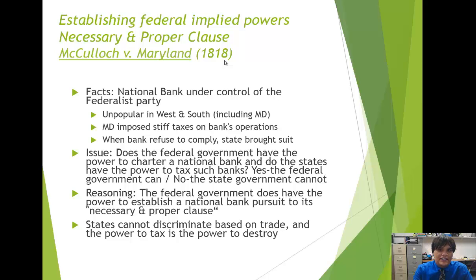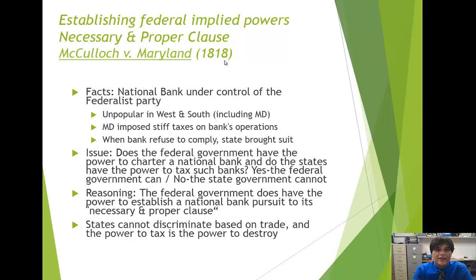Well, unfortunately, the Anti-Federalists see this as the national government imposing too much power. The national bank was under control of the Federalist Party, obviously, but it was really unpopular in the West and South. Remember, the West and South were primarily Anti-Federalist at the time, including Maryland. Maryland was considered part of the South then. I wouldn't consider it part of the South today, personally. They tended to be Anti-Federalist, and therefore they were against this national bank. They thought that it expanded the powers of the national government way too much.